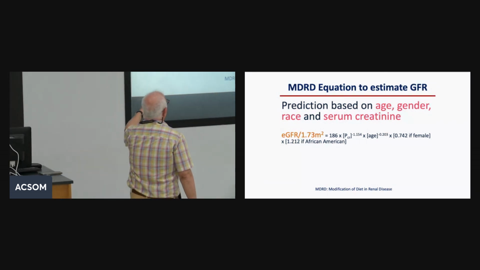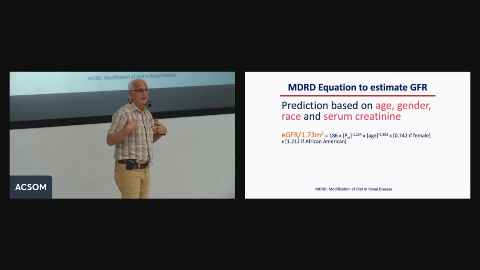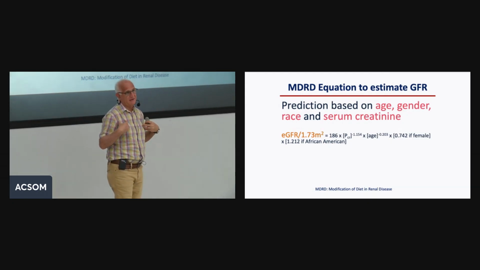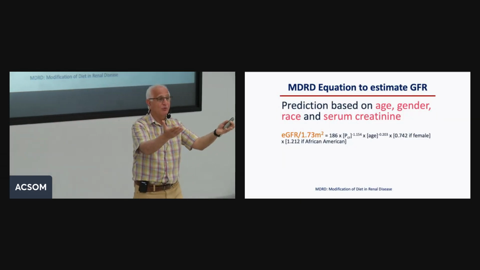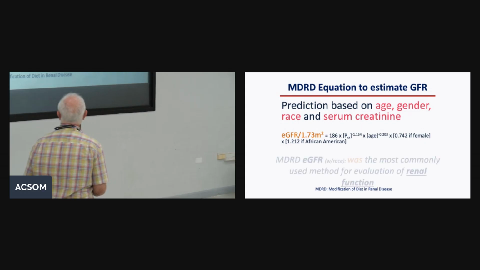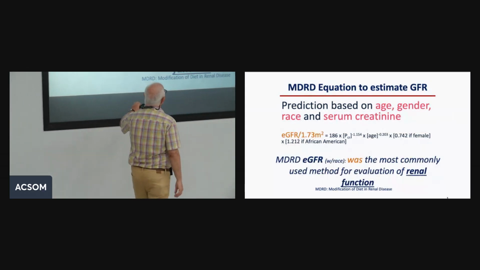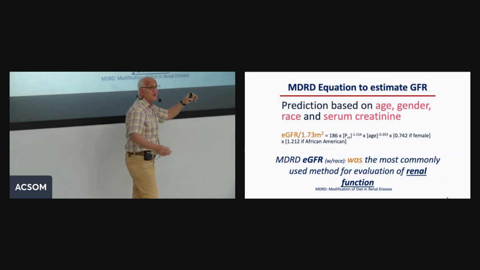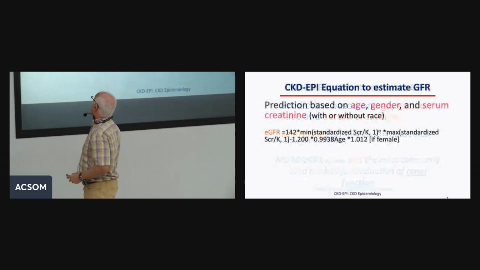So this is the formula. Do I know this formula, right? No, I have never learned it. Nobody has asked me to learn it. I put it there for you just to know. You don't learn this. That's why you have Google. That's why you have the laptops. MDRD GFR was the most commonly used method for evaluation of renal function until recently. And now it's changed. You will see how.